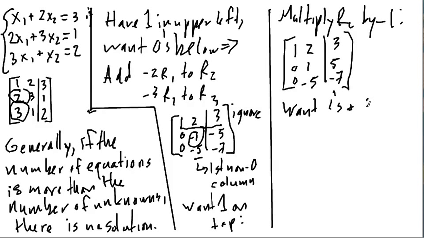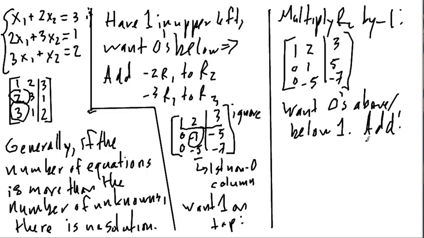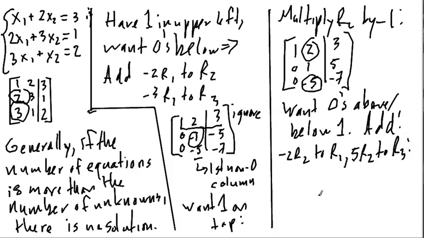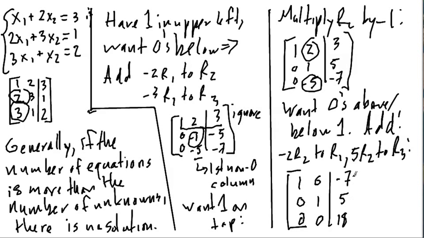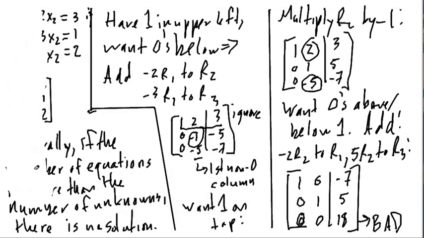Now we want zeros above and below the one that we just wrote. So we're going to add, since there's a 2 in the first row, -2 row 2 to row 1. And since there's a -5 in row 3, we're going to add 5 row 2 to row 3. What this gives us is 1, 0, 0, 0, 1, 0, because that's what this algorithm does, -7, 5, and 18. This bottom row right here tells us that this is bad. This just tells us immediately that there are no solutions.